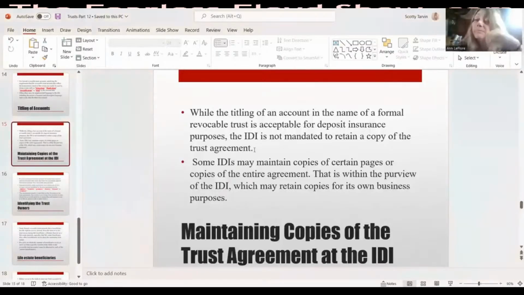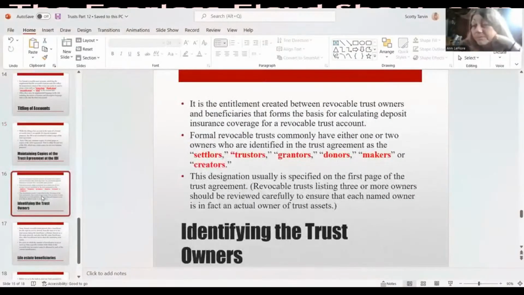All right. Panel 16. Identifying the trust owners. It is the entitlement created between the revocable trust owners and the beneficiaries that forms the basis for calculating deposit insurance coverage for a revocable trust account. So let me repeat that one. It is the entitlement created between the revocable trust owners and beneficiaries that forms the basis for calculating deposit insurance coverage for a revocable trust account.